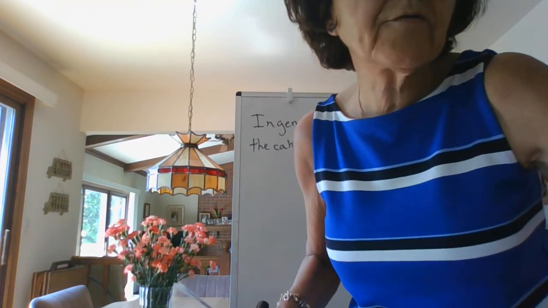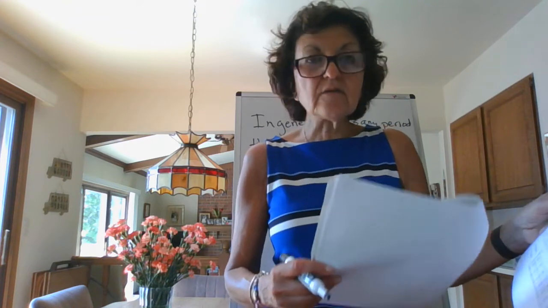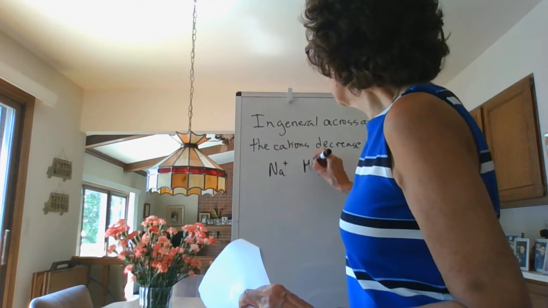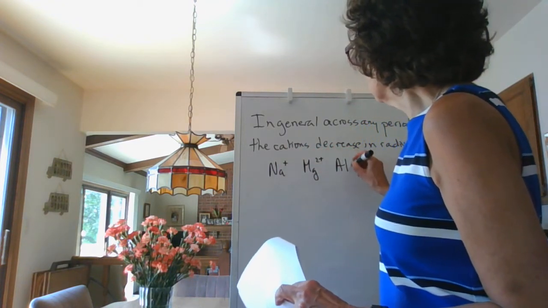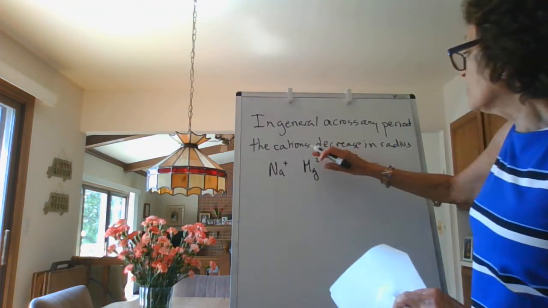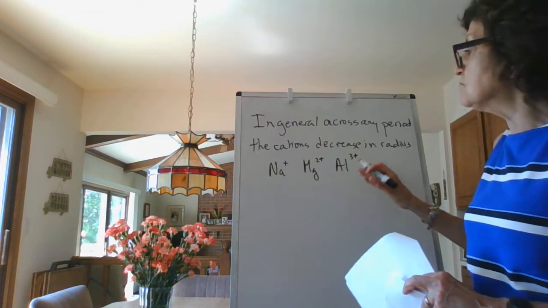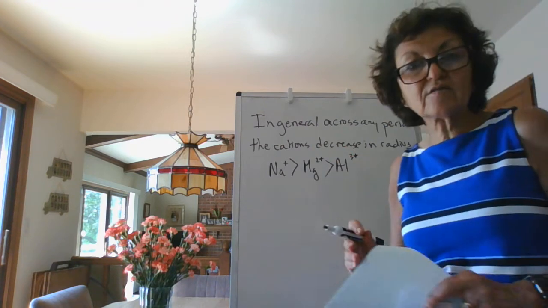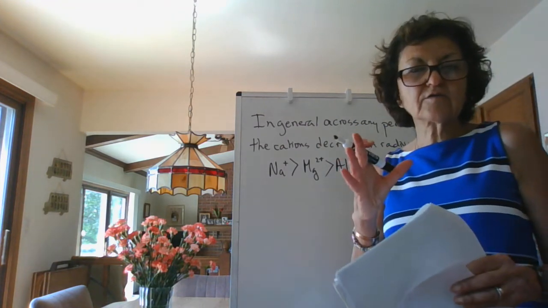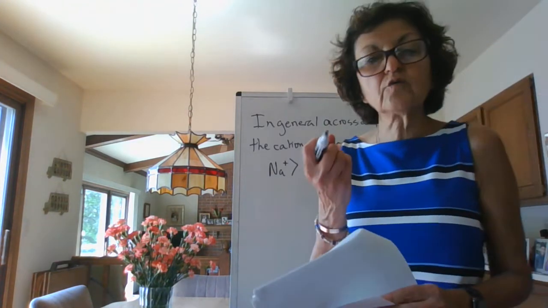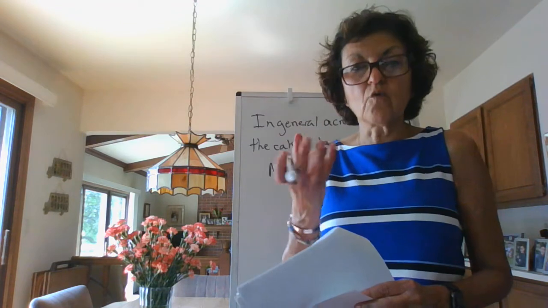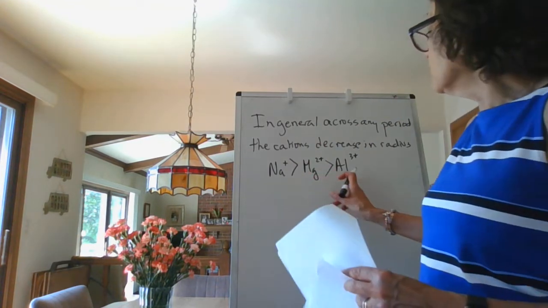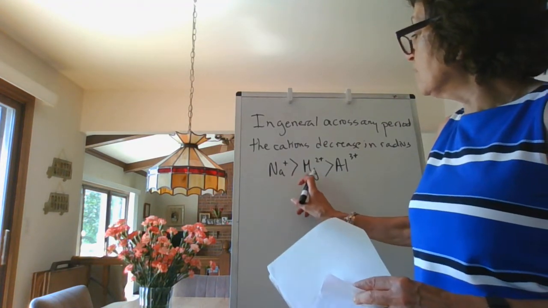So as you go across a period, the cations decrease in radius. If you're looking at, for example, sodium, magnesium, and aluminum, they're in the same period. They're going to decrease in radius as you go across, meaning that sodium has a bigger radius than magnesium, which has a bigger radius than aluminum. And you can understand the reasoning behind it because of that whole nuclear charge thing. Do you guys remember that? The more protons, the more it pulls at those outermost electrons. So aluminum is going to be smaller than magnesium, and magnesium smaller than sodium.